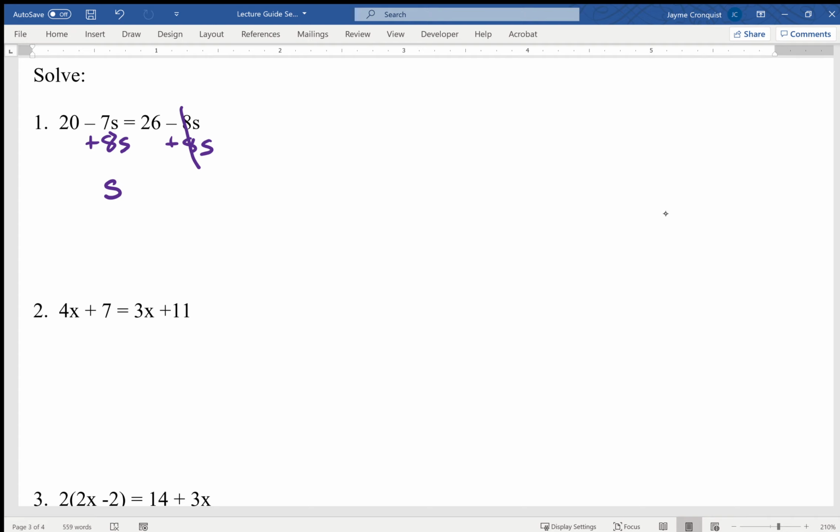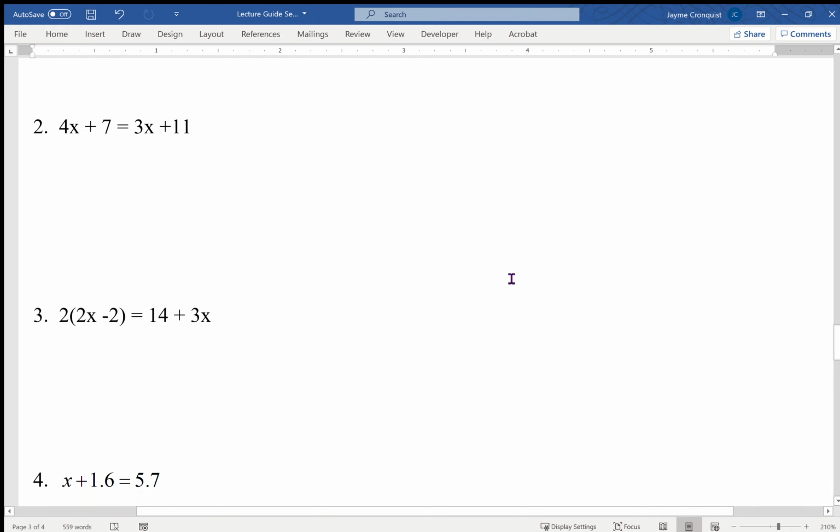So I just have to move the constant. So I have a 20. I need it to go to the other side, right? I need the 20 over here because I moved the 8 over there. So if I subtract 20 from both sides, 26 minus 20 is 6. So that's my answer. Not too bad.